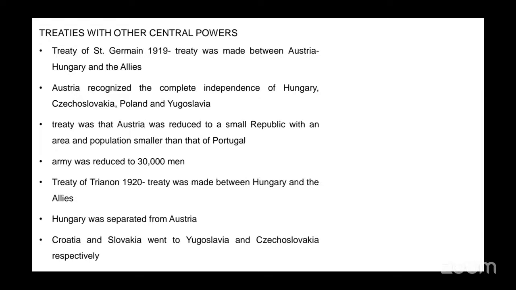The next one is the Treaty of Trianon, 1920. This treaty was made between Hungary and the Allies. Just like the Treaty of Saint Germain separated Austria from Hungary, Trianon also separates Hungary from Austria. After that, Croatia was given to Yugoslavia, and Slovakia was given to Czechoslovakia. So this is how the restructuring of Europe happened after the World Wars.